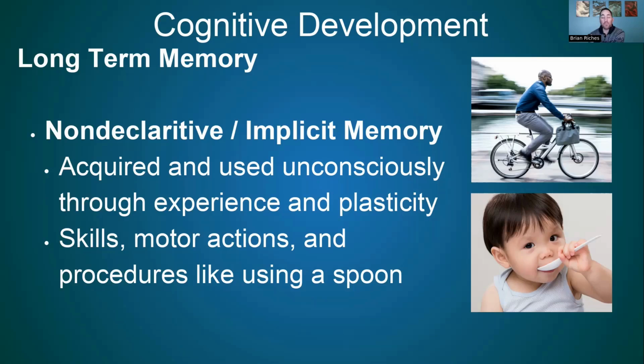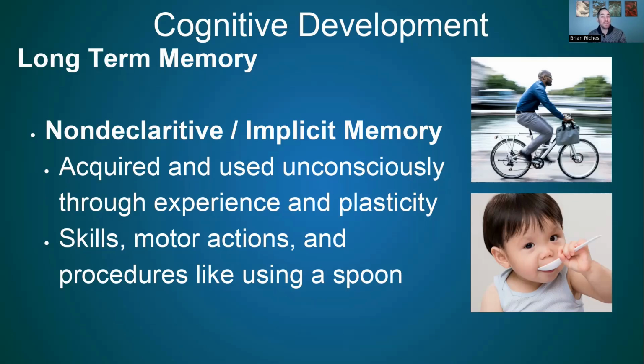So these are also called procedural memories. These are things that we acquire and use unconsciously. So through our experience of learning how to use a spoon, learning how to ride a bike, and with the brain plasticity, we have retained these over time. We did have to learn them and we had to make them a memory. But these are like skills, motor actions, how to use a spoon, how to throw a football, how to ride a bike, where the stick shift is in your car, or the shifter is on your motorcycle, right? These kinds of things that we don't have to consciously think about.